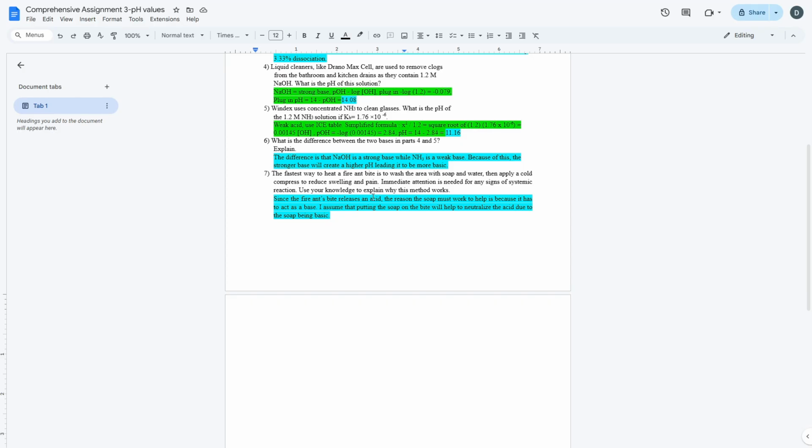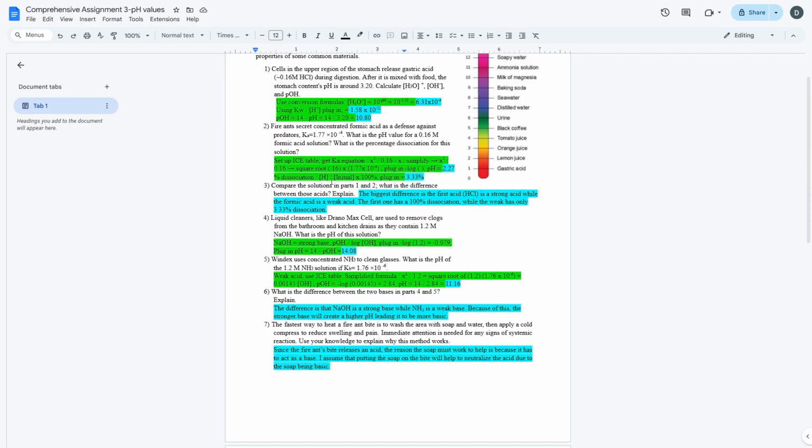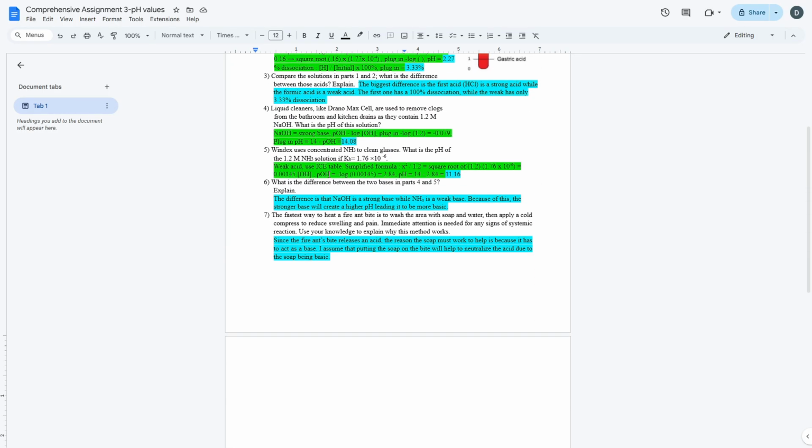For 7, explain why the soap works against the fire ant bite. It works because, as stated in question 2, fire ants release an acid. So I assume that the soap is acting like a base, or it is a base, or it's basic. Applying that soap to the acidic bites, I believe that's how to put it, it will basically neutralize it.